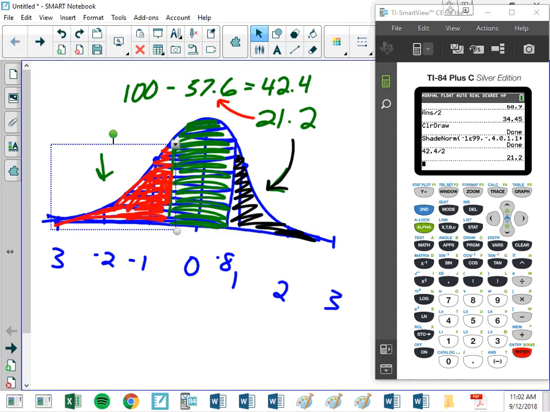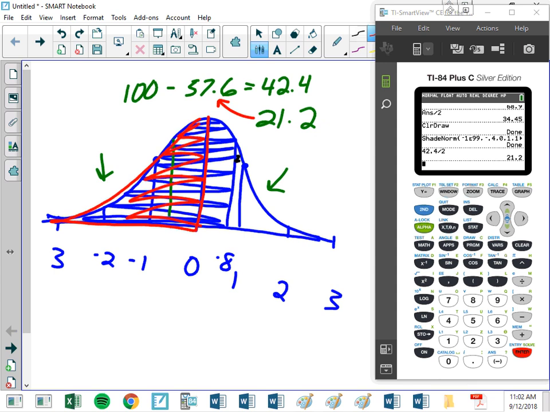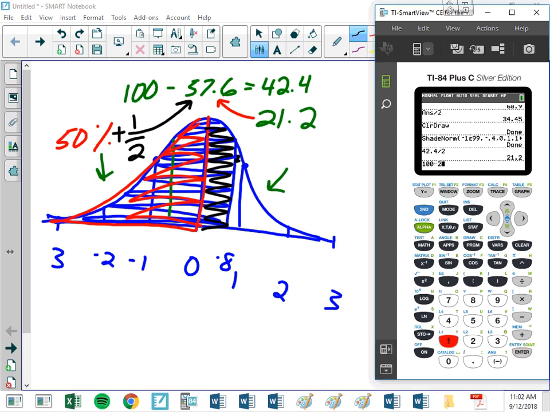Okay, so I figured that's how you do it because that's how you did it last time. Okay, so Dax said this is 50%, right? Okay, and then what about this piece? It's half of the 0.8 area. So plus half of 57.6. That will also work, and however you did it, 100 minus 21.2, you should get 78.8.